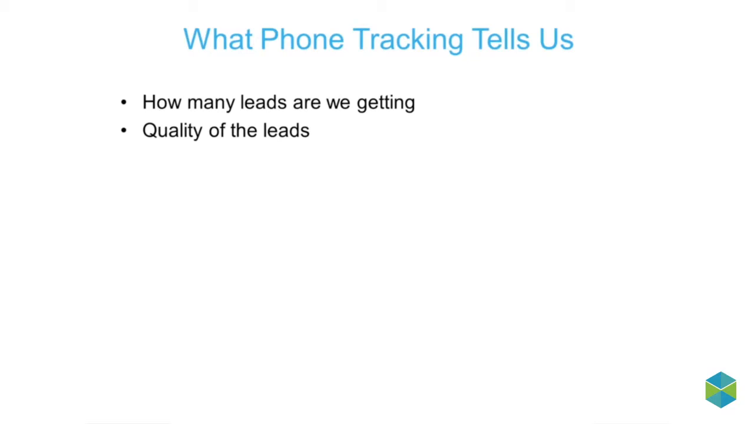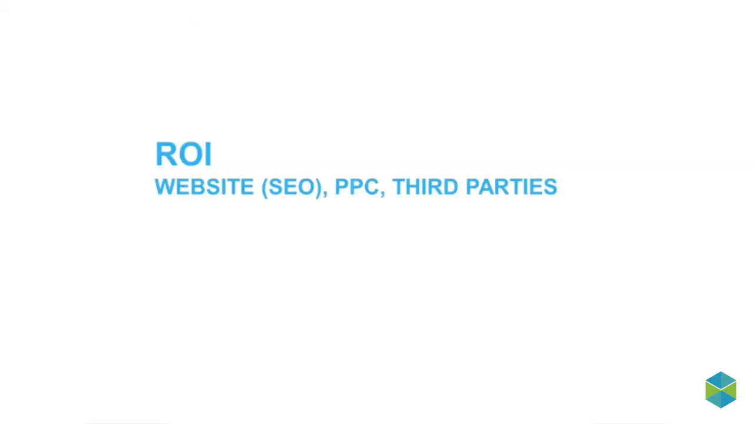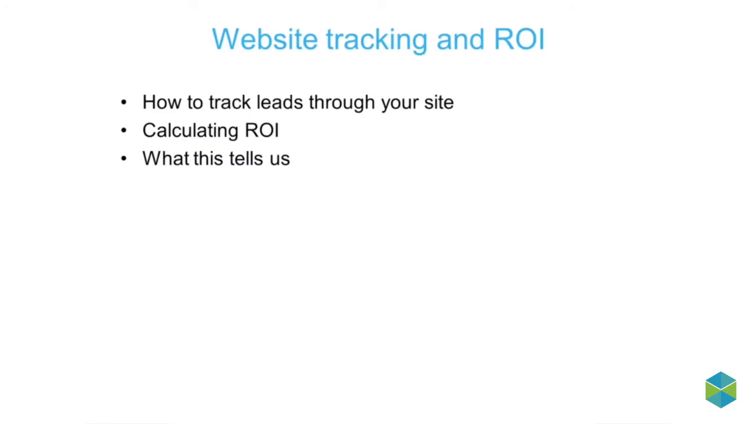Next section is ROI. So we're going to talk about breaking down. We're going to use those examples of a website, a pay-per-click campaign, and third parties to break down cost per lead and then cost per rental and understand the ROI. So how to track leads through your site, calculating the ROI. And what this tells us, this is what we're going to look at for the website and other associated SEO, such as Google Local, which is those maps listings, Yahoo, and Bing as well.